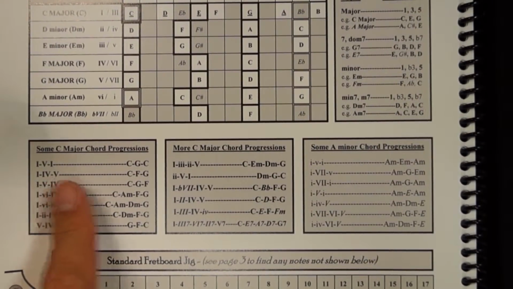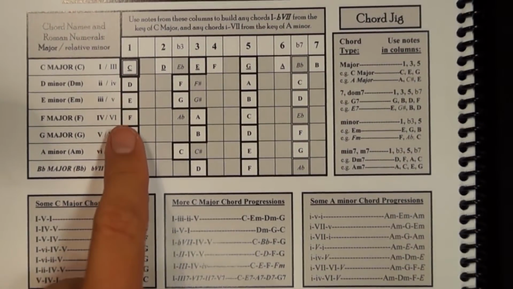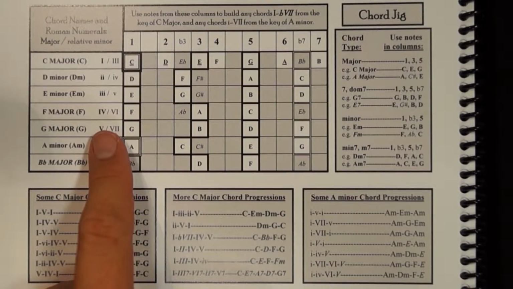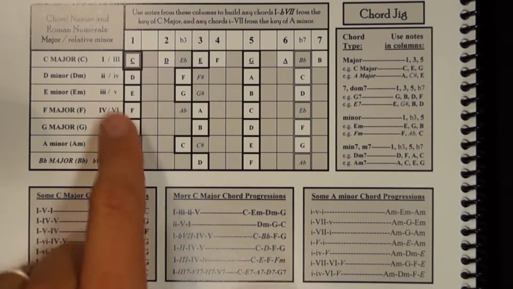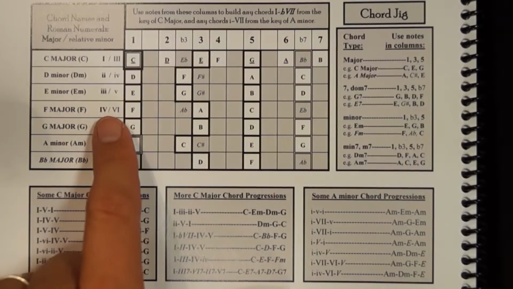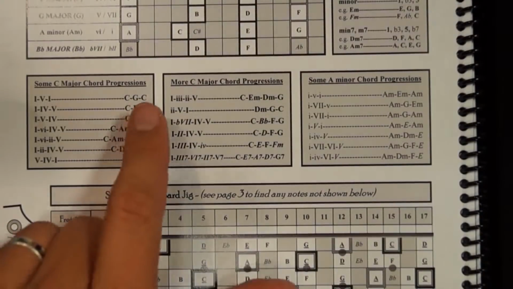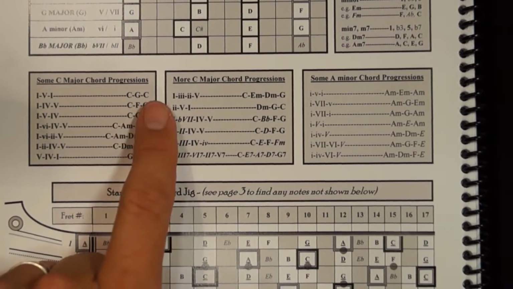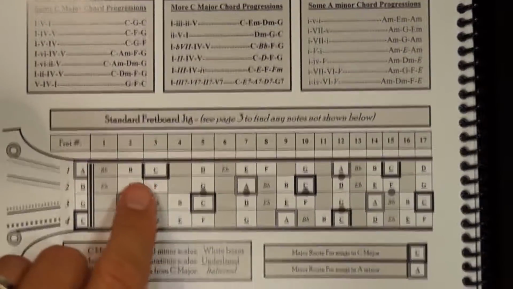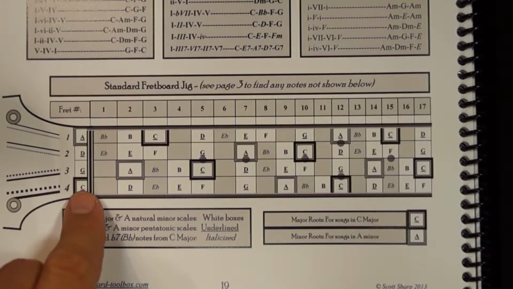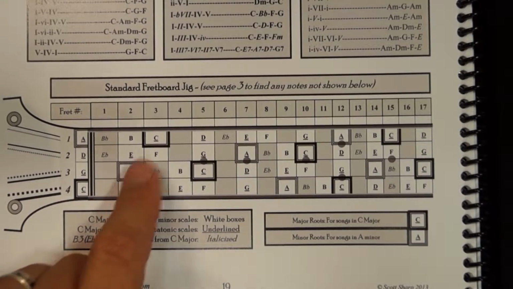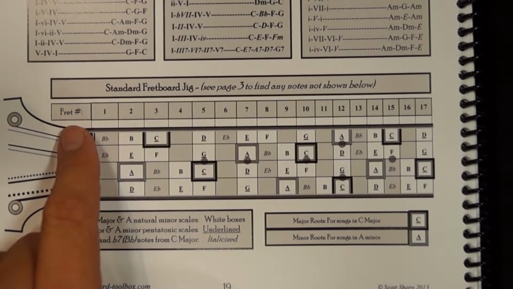Then if we want to do a 1-4-5 progression, 1-4-5 is kind of the backbone of tons and tons of music. So that's C major, F major, G major. I already showed you how to do C major and G major. F major is going to be made of the notes F, A, C. So I'm going to use open, 2nd fret, 3rd fret, and then open.